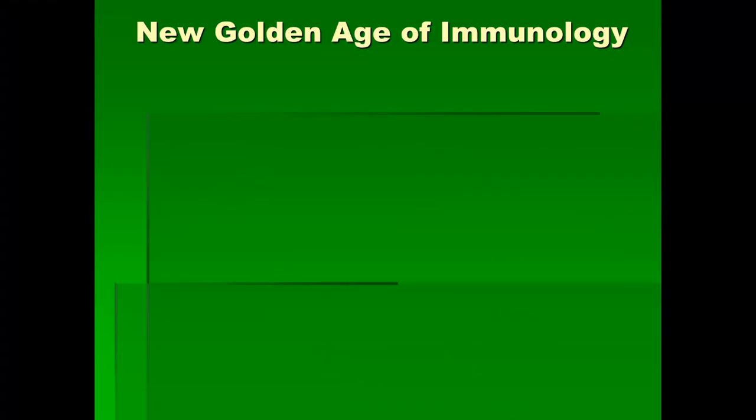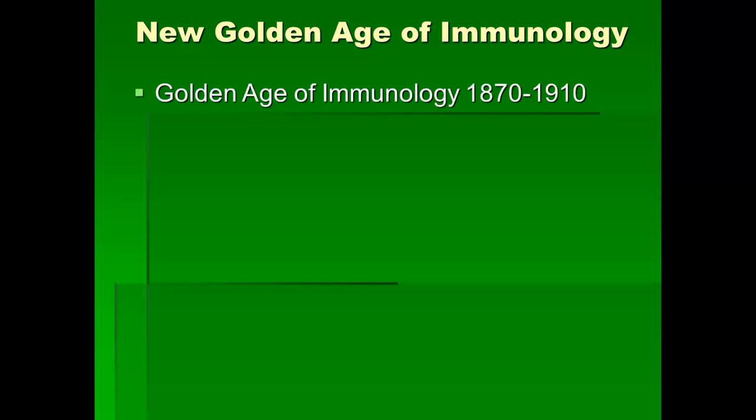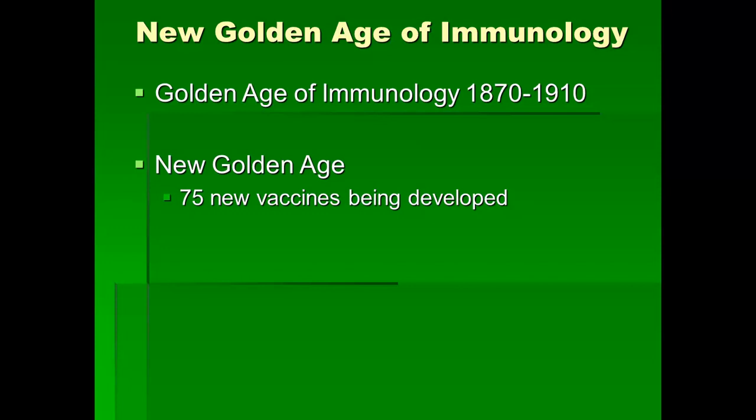The new golden age of immunology. The golden age of immunology was from 1870 to 1910. This is when the basic elements of immunology were discovered, as well as important vaccines. In the new golden age, we have seen 75 new vaccines being developed, some for AIDS, malaria, and cancer.